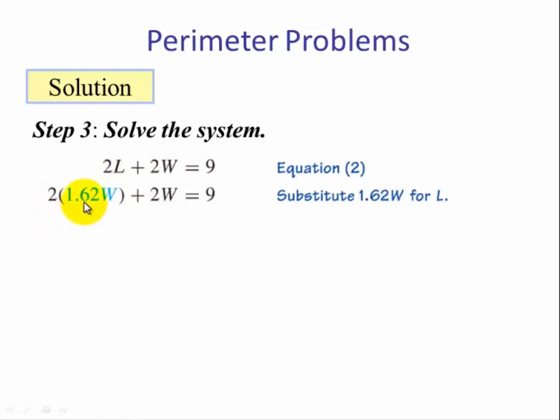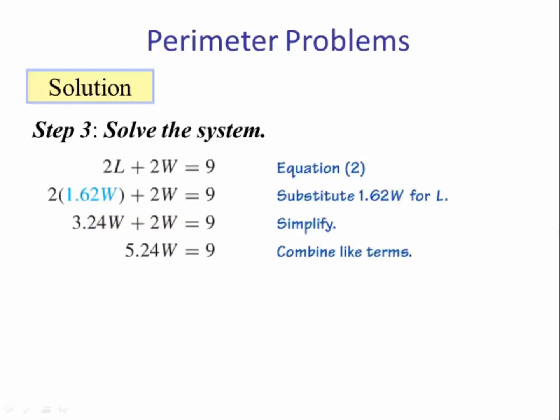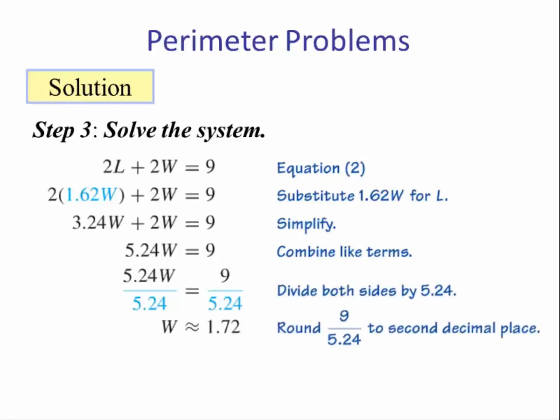So 2 times 1.62 W becomes 3.24 W. Now we combine like terms and we get 5.24 W equals 9. Then we divide, and if we round off to 2 decimal places, we see that W is approximately 1.72.